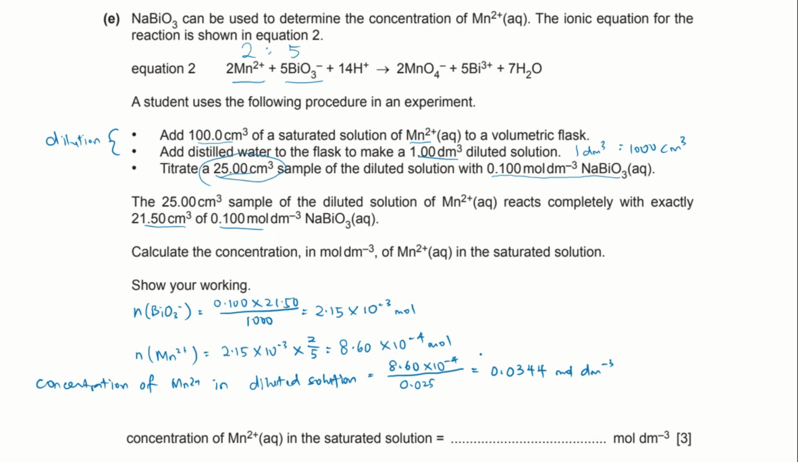Now, when we did dilution, we diluted the saturated solution 10 times. So that means the concentration of manganese 2 in saturated solution will be 10 times higher than this. So I use this concentration of diluted solution and multiply by 10. This will be the concentration of manganese 2 in saturated solution.